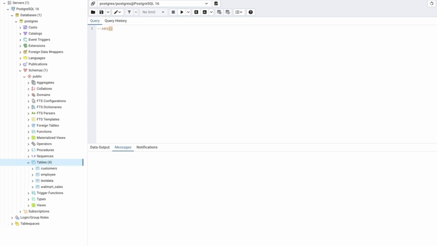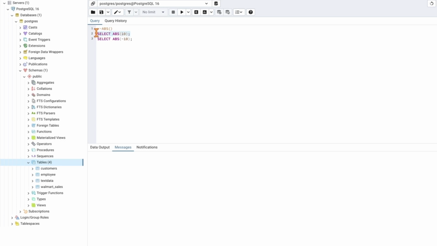Let's have the syntax of absolute function. It's as simple as select absolute function. So by definition, it gives us a positive value regardless of the sign of your input. So let's take example of a positive number as an input as well as negative number. Let's check absolute of 10 as well as let's check absolute of minus 10. The expected output for both of these should be 10.